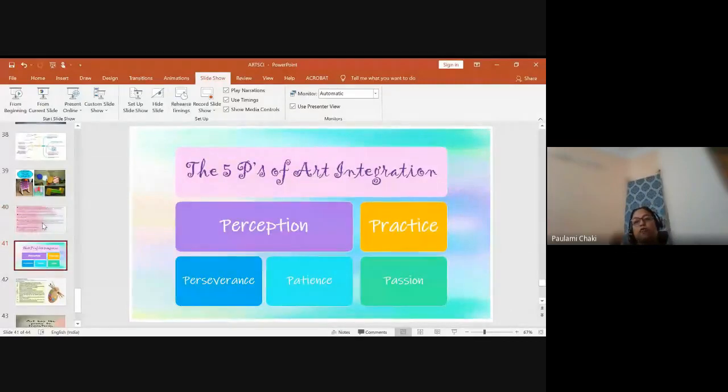Now, the 5 P's of art integration. With art integration, what are these 5 P's our children are learning? They are learning to perceive. They are learning to practice, because once the art form has not come up properly, they will do it again. So they will keep on practicing. They will try to put in their 100%. So perseverance, patience comes with this, because they will patiently do it. They want to make it beautiful. And passion. Thus comes passion. So they become passionate.